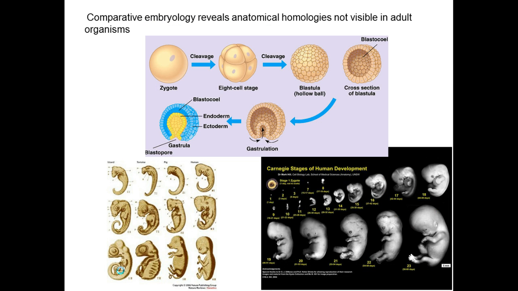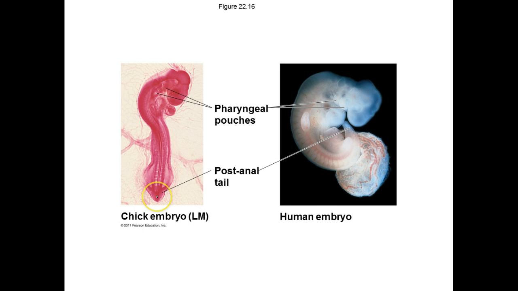Now, we can also look at embryology, which reveals similar structures. Here is a picture of different organisms. In the beginning stages, they look very similar, and then they start differentiating in the later stages. Here's a chick embryo, and compare that to a human embryo. They both have those pharyngeal pouches, or gills, and they both have that post-anal tail.